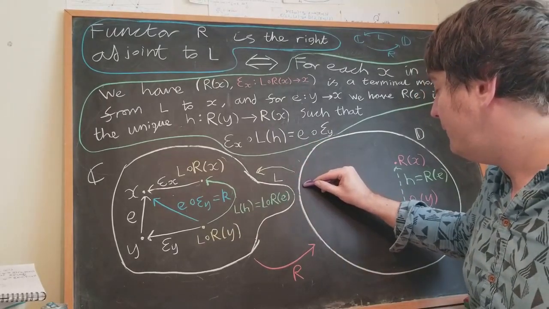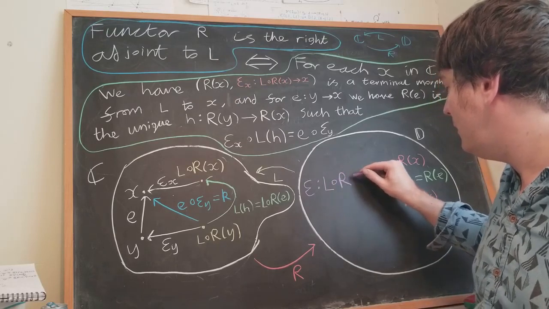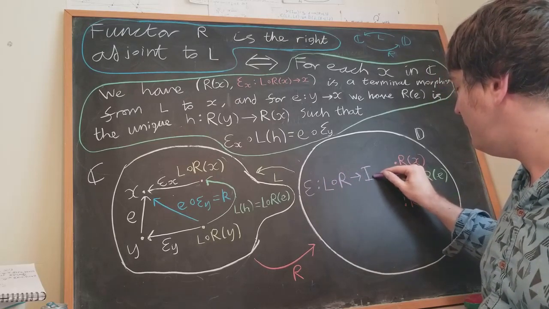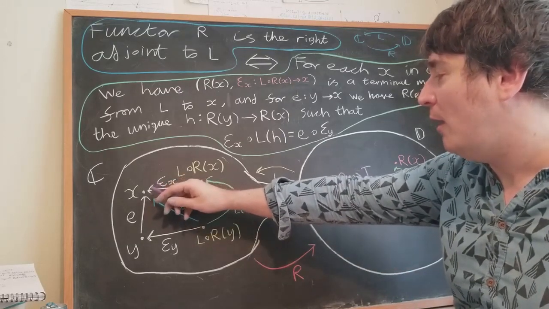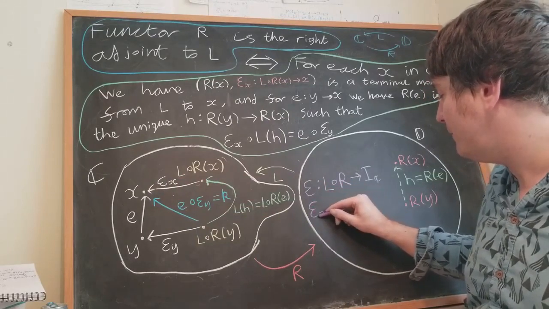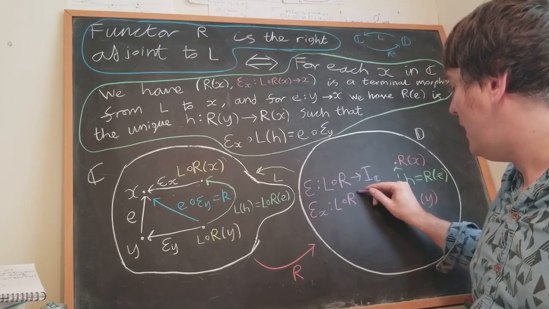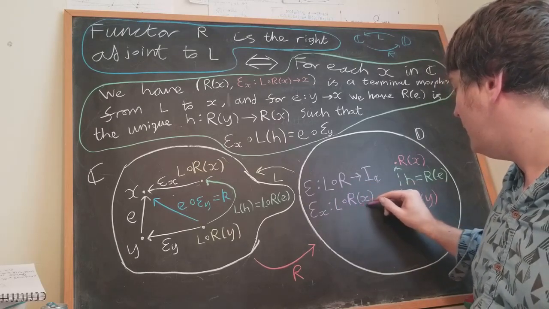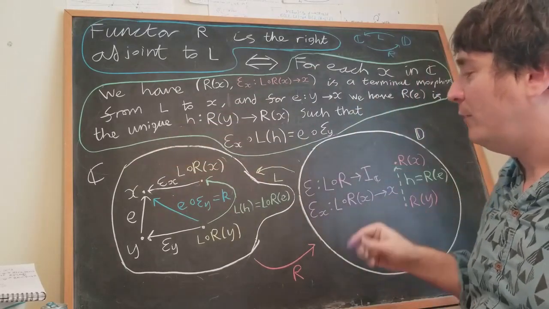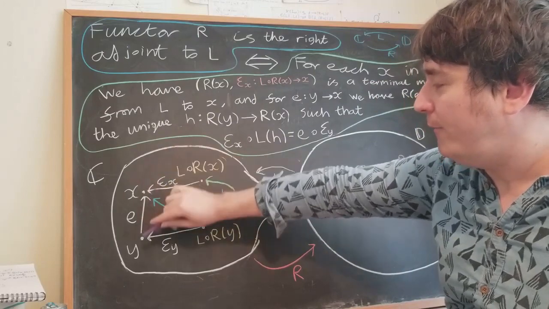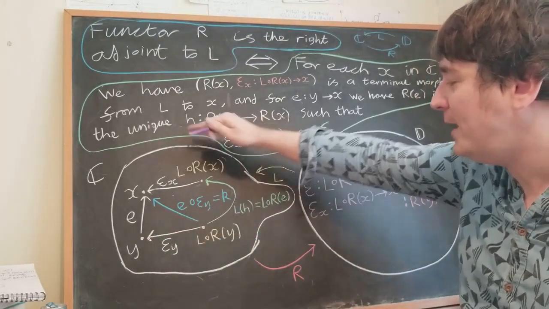Okay, so this epsilon here is going to be a natural transformation from L after R to the identity functor of this category C. So how can we see that? Well, what's going to be the X-th component of such a natural transformation? It's going to go from L after R of X to X. And so it does. Also, for every arrow E of this category C, it would have to make this square commute. And if you think about the square that it has to make commute, it's exactly this square here that we've drawn.